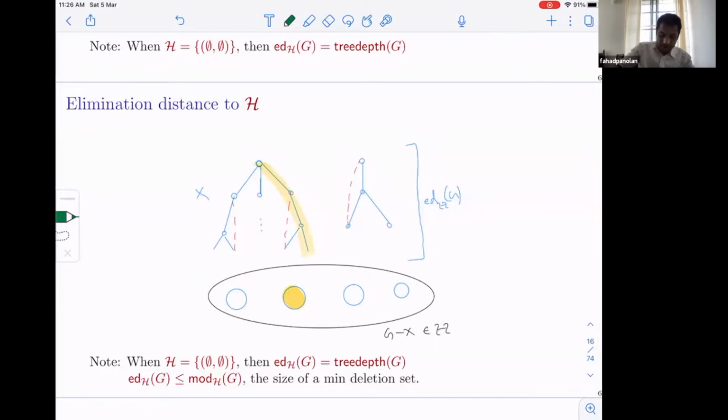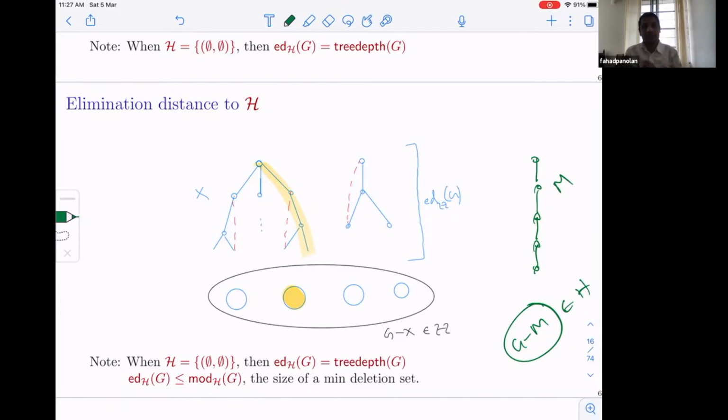So how can you see this? Take this modulator and keep it in a path, and the remaining, so this is the modulator M and G minus M belongs to H. So this will be an elimination forest. There will be some other forest which could be much smaller than this one. So this parameter, which is elimination distance, is less than or equal to the modulator. By modulator, I mean the deletion set. So similar to tree depth and vertex cover number, here I have elimination distance and modulator.